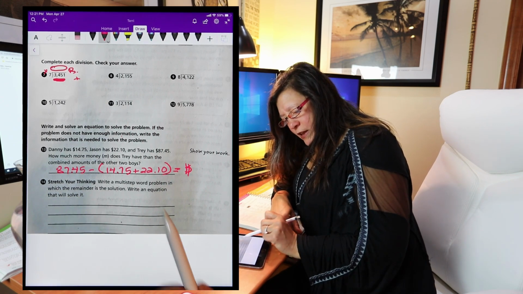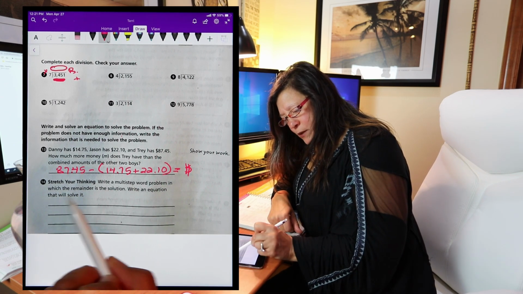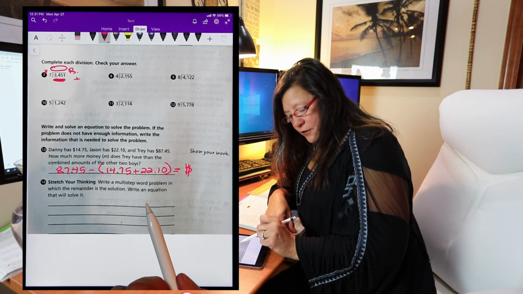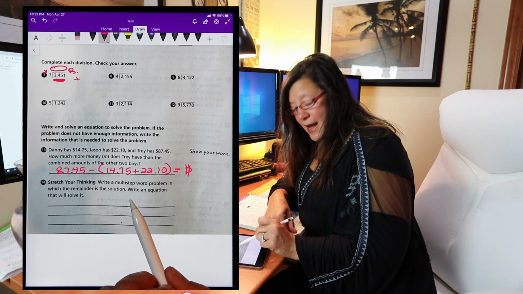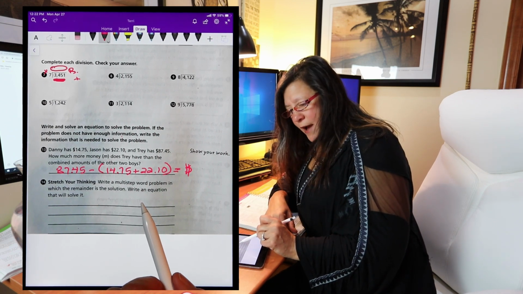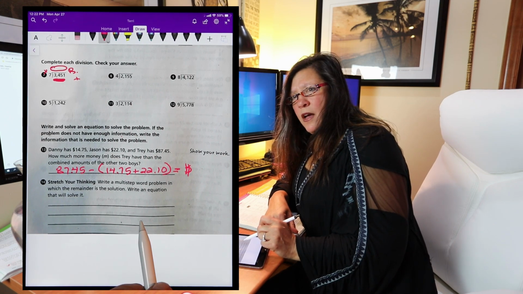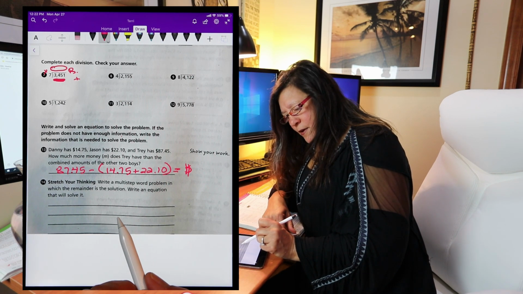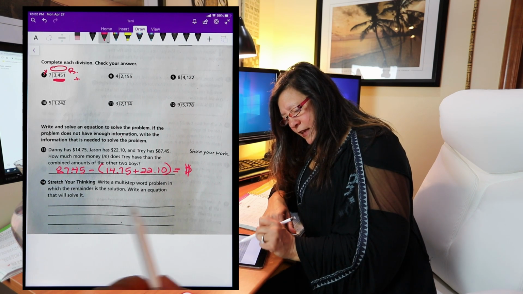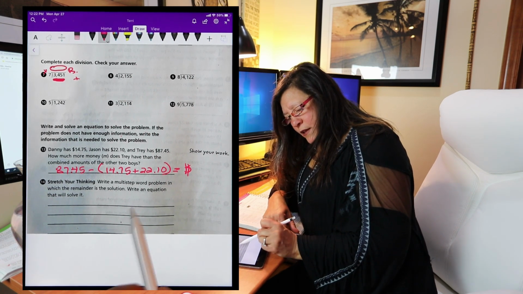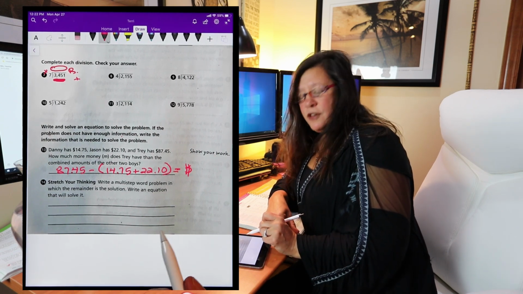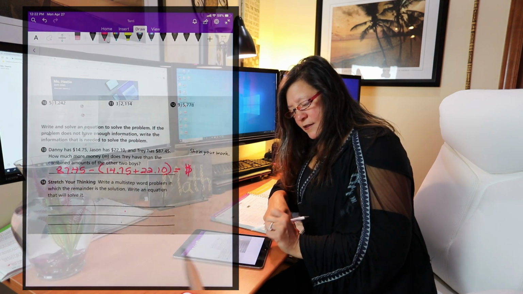And 14, stretch your thinking. Write a multi-step word problem in which the remainder is the solution. We had one on the previous page. The remainder was how many people would be on the last trip of the raft ride. Another good example we've done in the past is the leftover bagels, if you remember that problem from earlier on in this lesson, or this unit. So try to think of a word problem, use the examples that you have in your homework, and come up with an interesting word problem, okay?